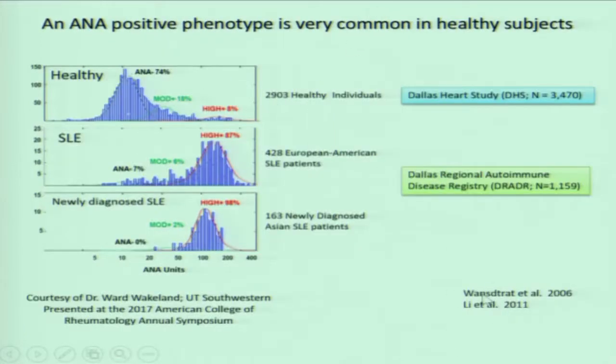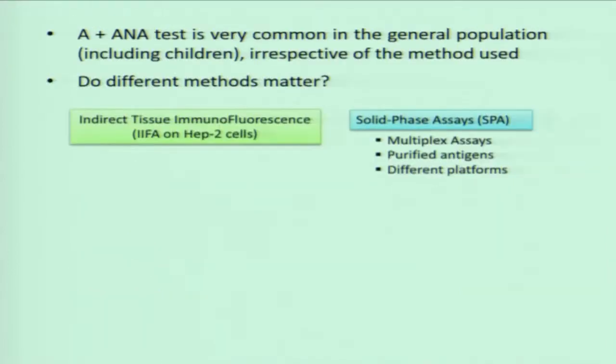There's another study published in part. These are the references, but presented by Ward Wakeland from UT Southwestern a couple of years ago at the ACR, and he kindly shared some of these slides with us, showing once again that if you do ANAs in a very large cohort of healthy individuals, almost 3,000, you will find 8% that have titers as high as lupus, and about 18% with moderate titers. So once again, this topic keeps repeating and repeating.